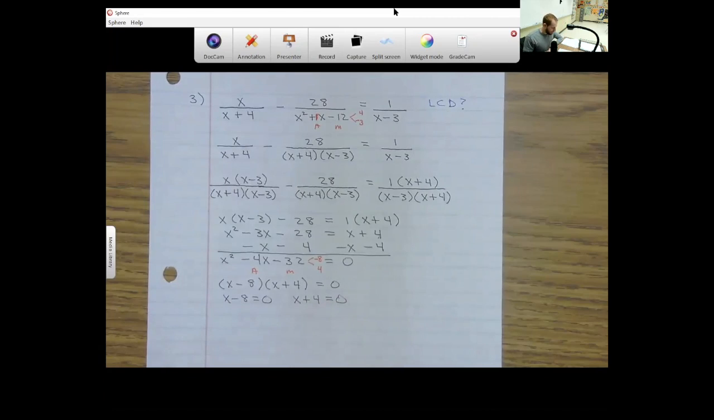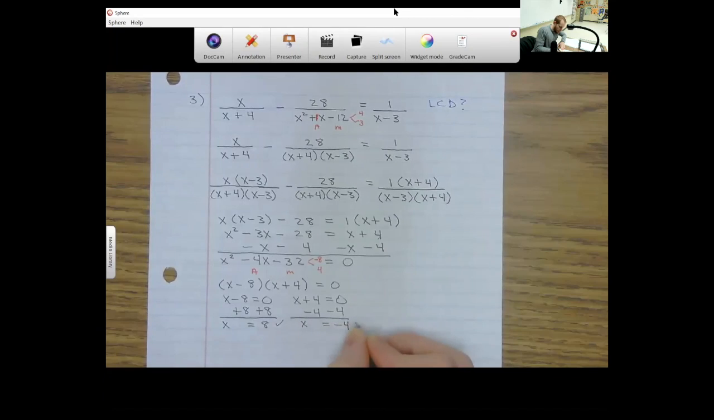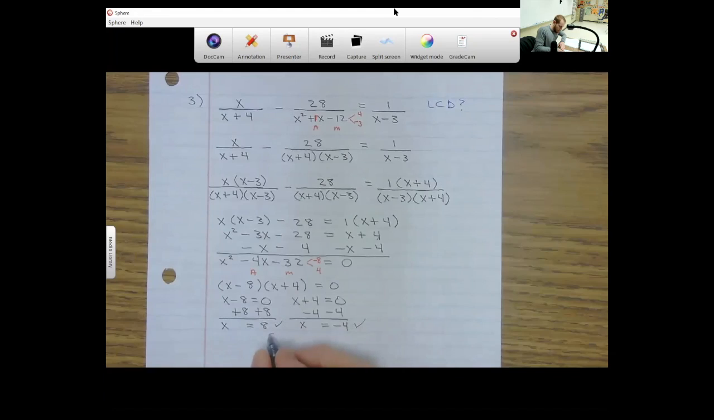So now we can solve both of these for x. I can add 8 on both sides. I get x equals positive 8. Over here, I can subtract 4 from both sides, and I'm going to get negative 4. So my two solutions are going to be 8 and negative 4. Good.